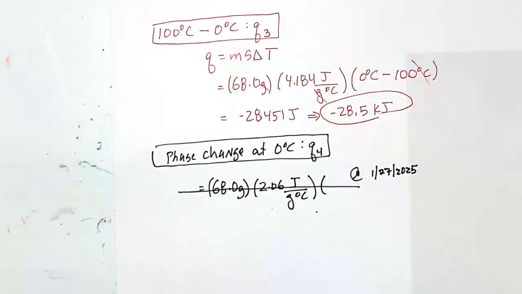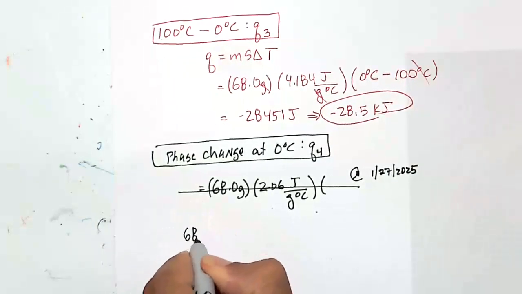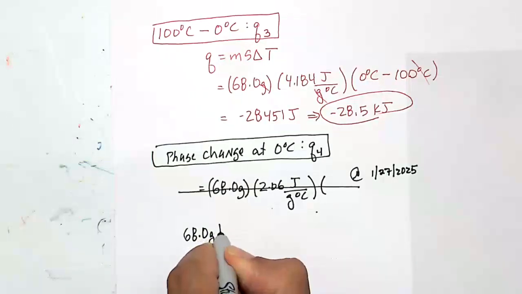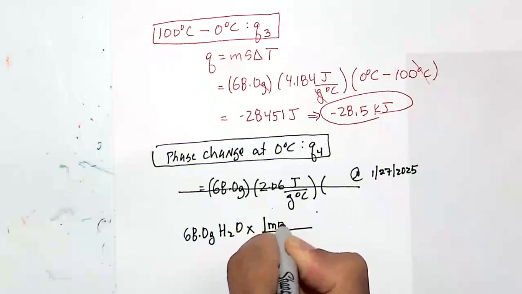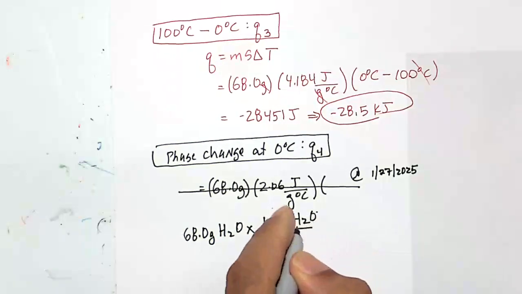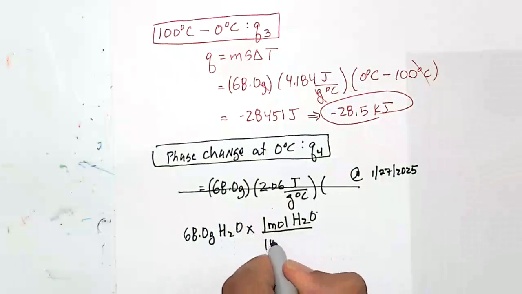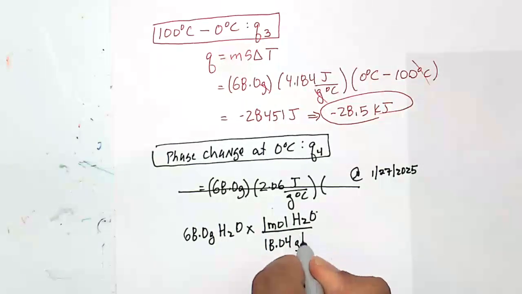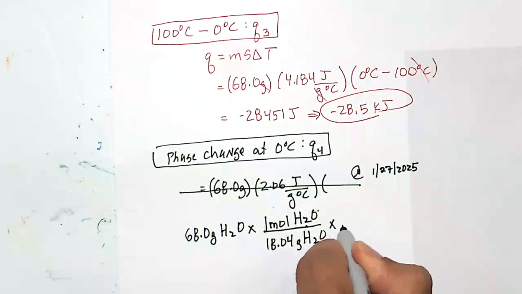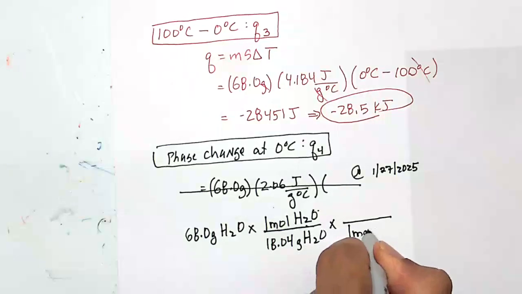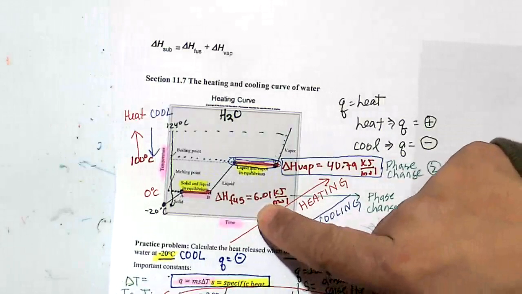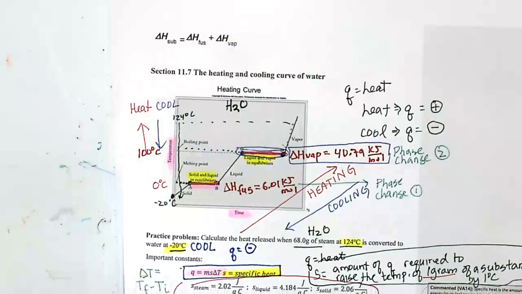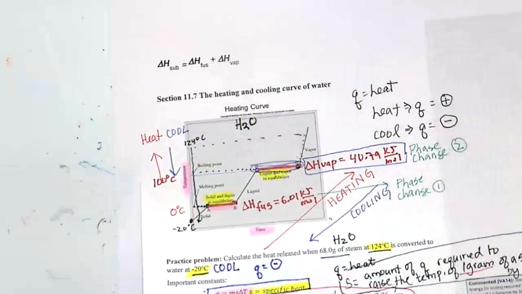Okay, phase change at 0 degrees. It's going to be 68 grams of water. One mole of water is how many grams of water? Around 18.04 grams. And for 1 mole of water, what's the energy? It's about 6.01 kilojoules. This is what you're going to use at the phase change.